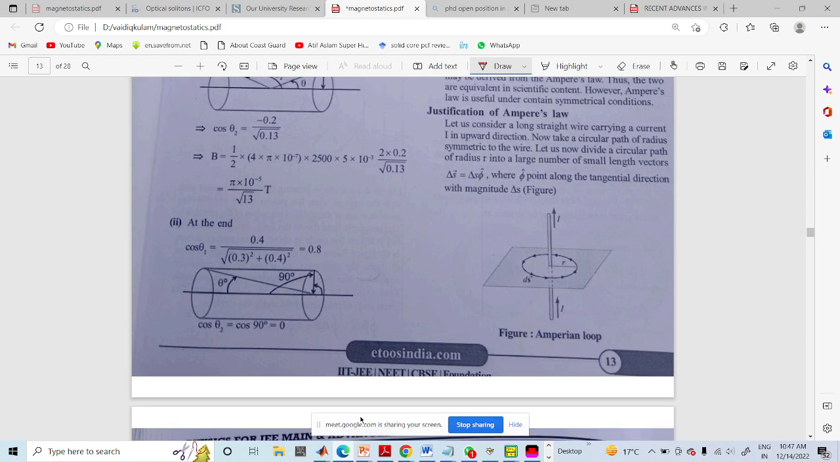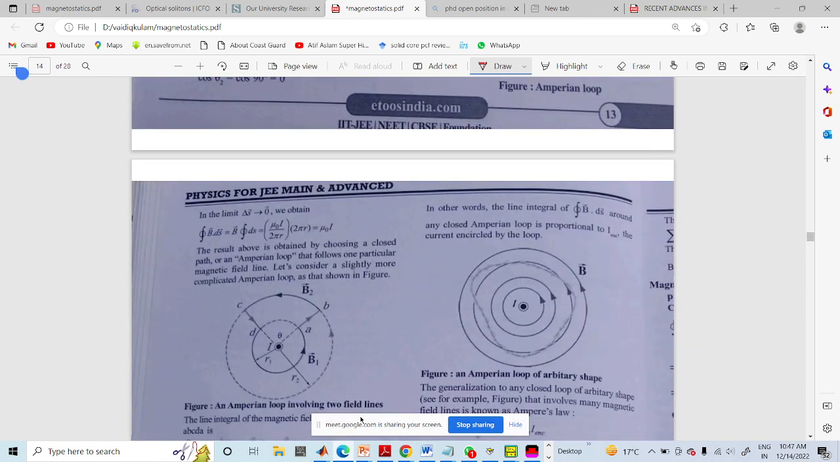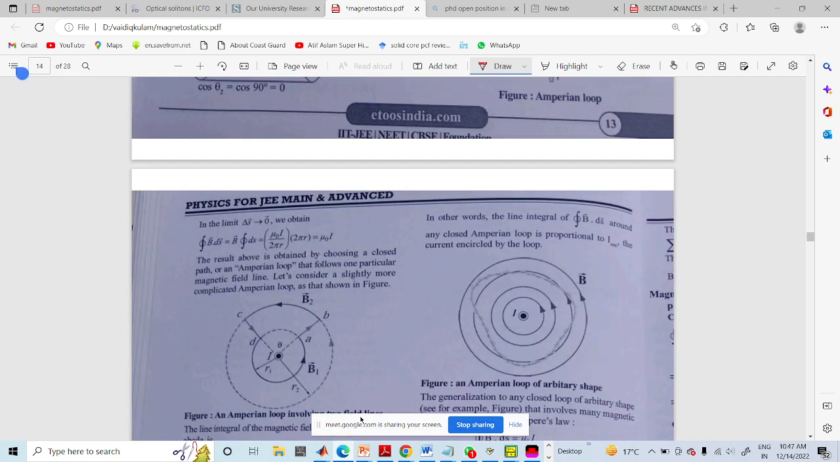So look here, this is a wire carrying current I upward. Because of this current we have a magnetic field in this way, this is dl length, this is r, and I is the current. In the limit del s tends to 0, we obtain B dot ds equal to B ds. We have a limit that del s is tending to 0.